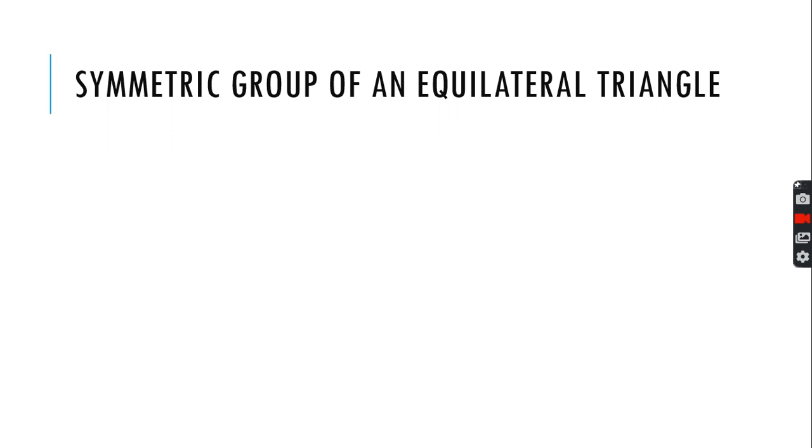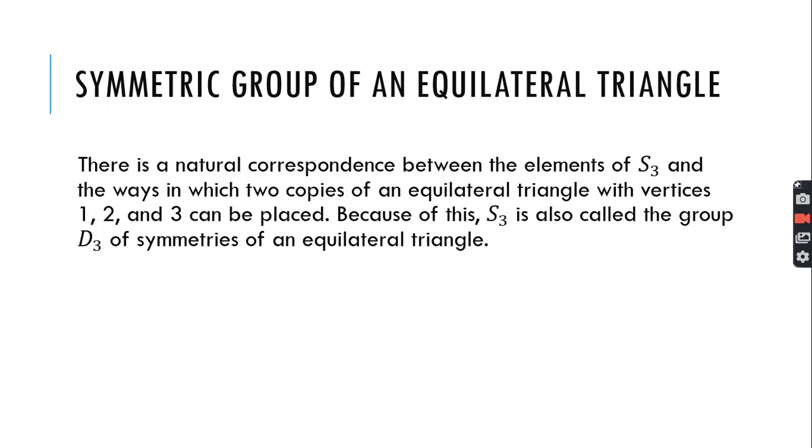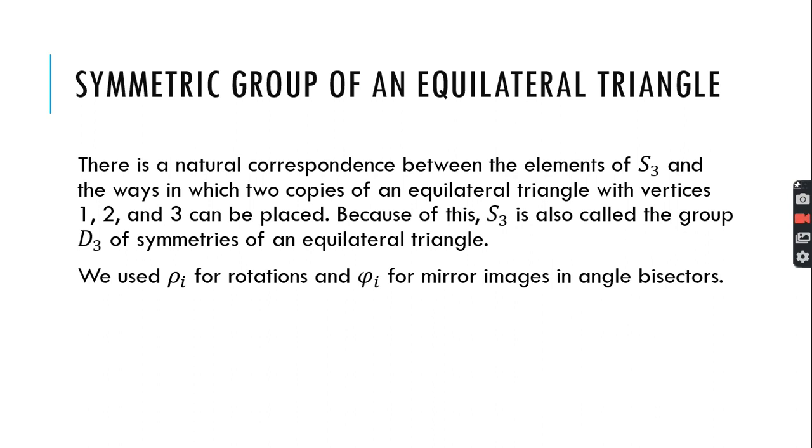Next, we have the symmetric group of an equilateral triangle. There is a natural correspondence between the elements of S sub 3 and the ways in which two copies of an equilateral triangle with vertices 1, 2, and 3 can be placed. Because of this, S sub 3 is also called the group D sub 3 of symmetries of an equilateral triangle. We use rho sub i for rotations and phi sub i for mirror images in angle bisectors.